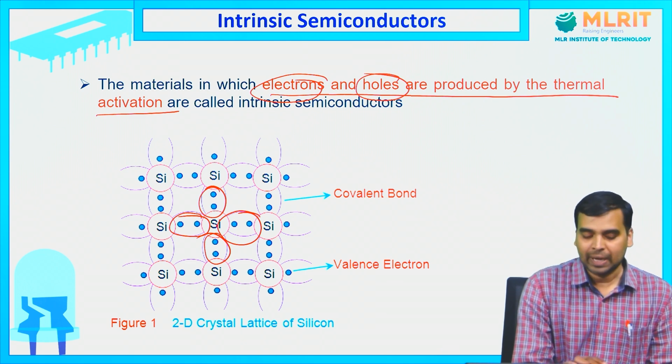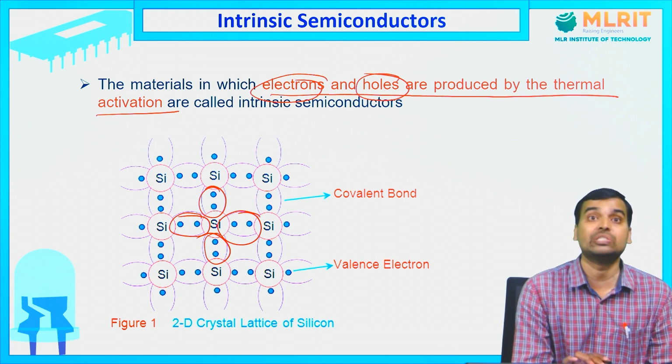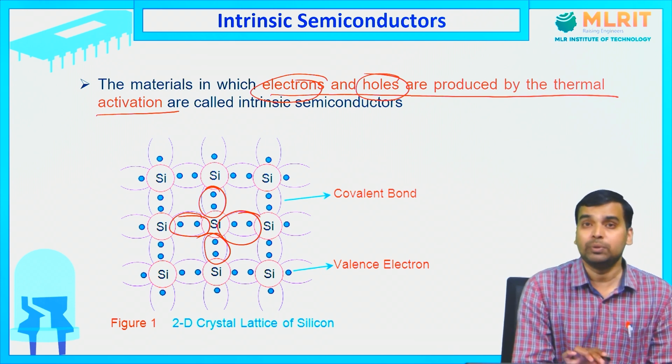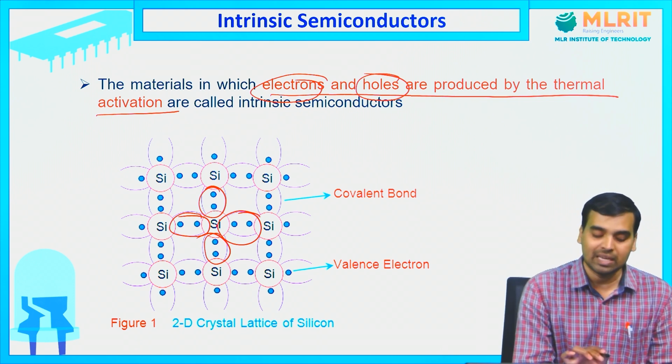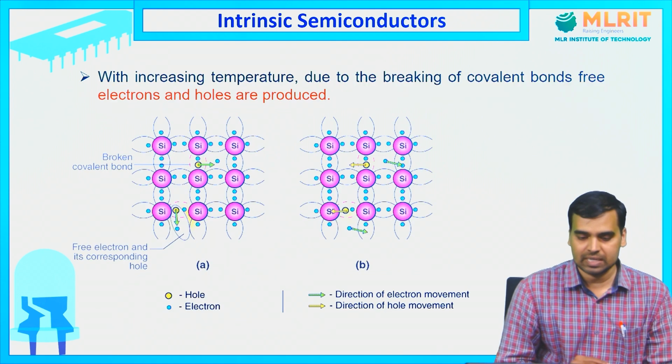So at T equal to 0 Kelvin temperature, pure silicon material behaves as an insulator. Again I repeat, at T equal to 0 Kelvin temperature, pure silicon material behaves as an insulator. Now, when we increase temperature, let us see.